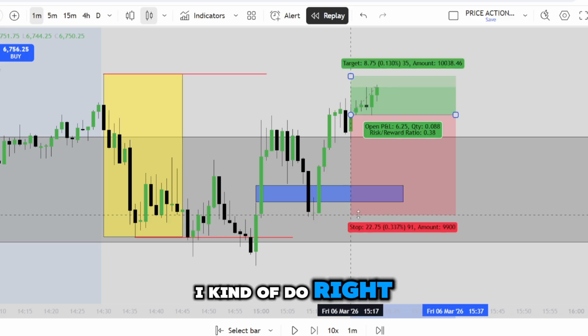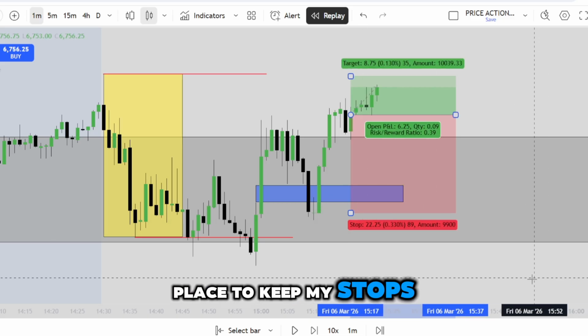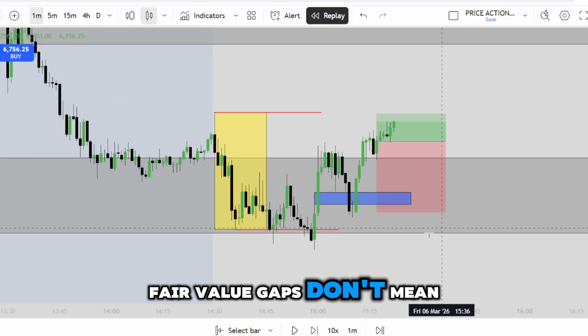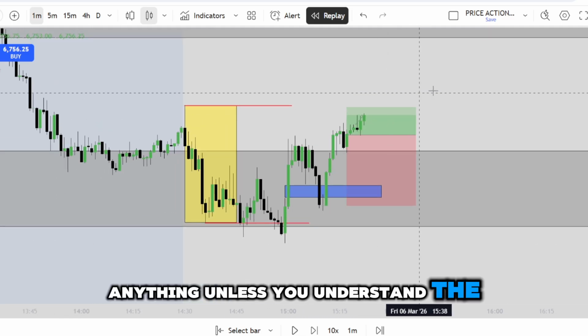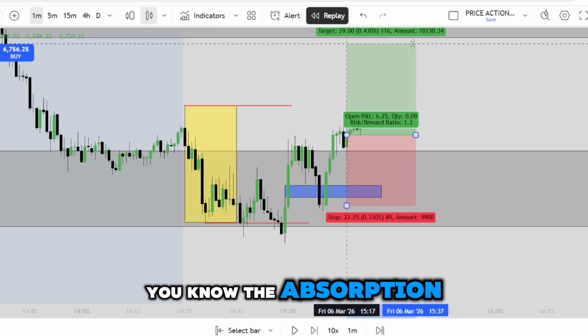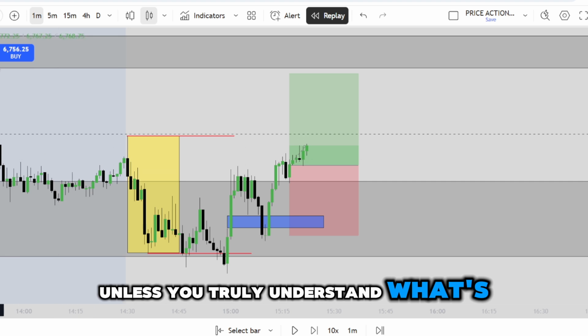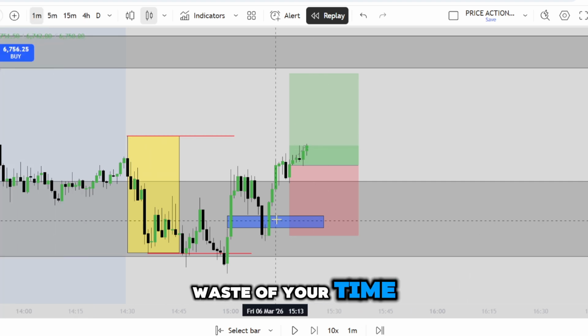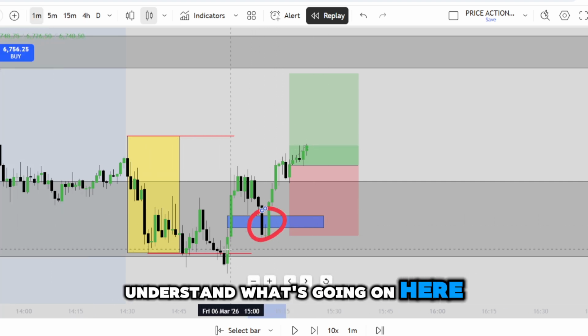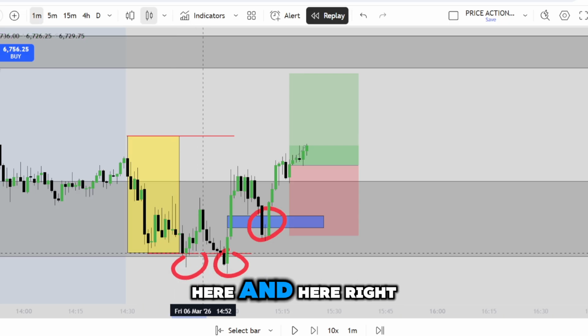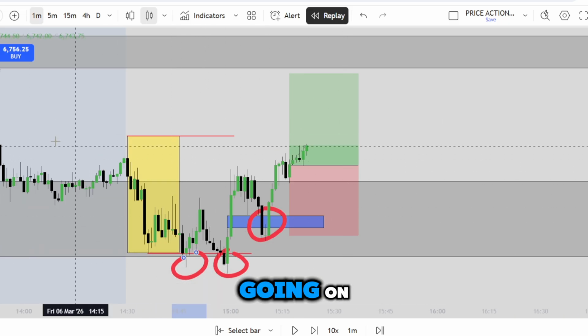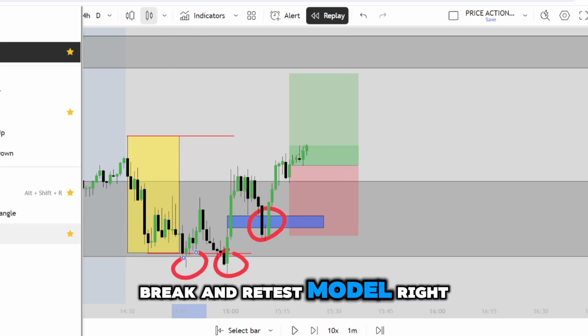Now, I don't use fair value gaps. Well, I kind of do, right? I keep them as safe places to keep my stops, but realistically, fair value gaps don't mean anything unless you understand the absorption. Unless you truly understand what's going on, fair value gaps are a waste of your time. So you want to try and understand what's going on here, here, and here, right? You want to see what was going on, because this is a true break and retest model, right?